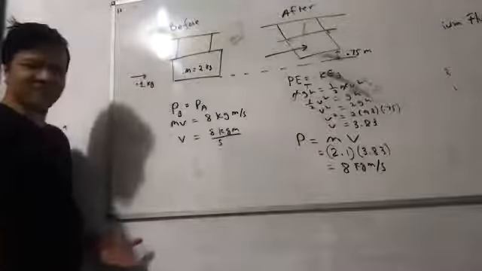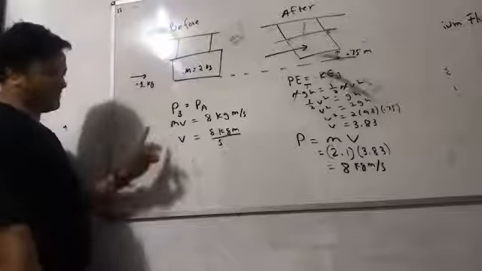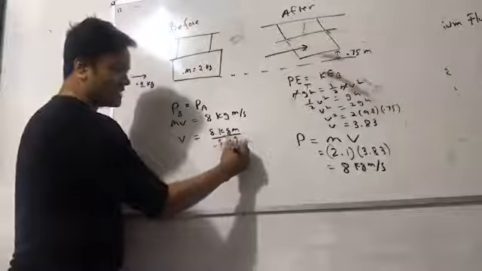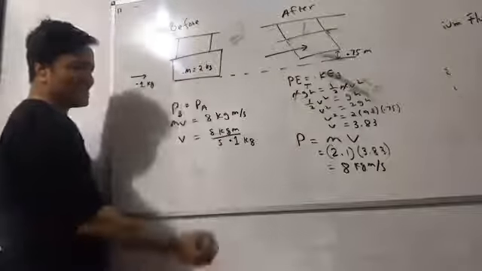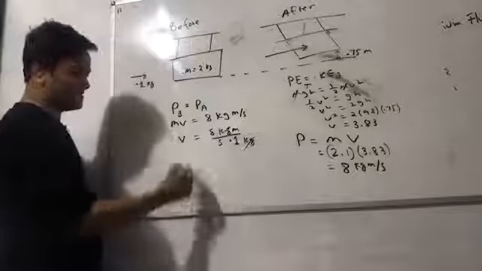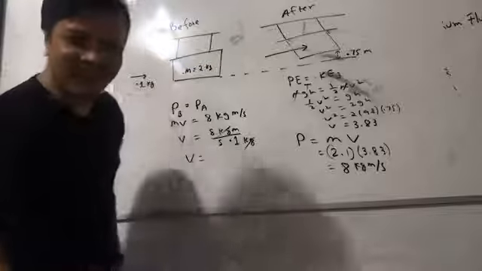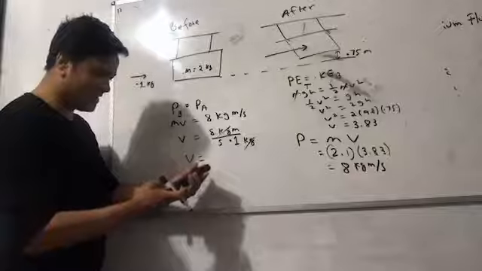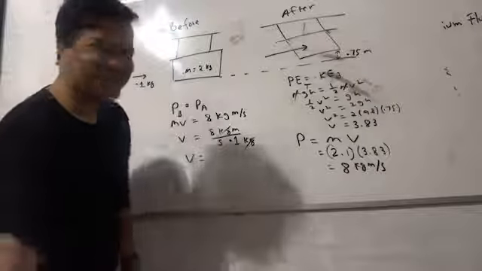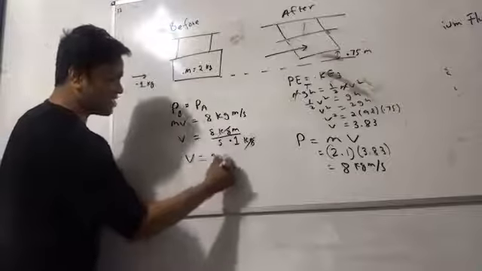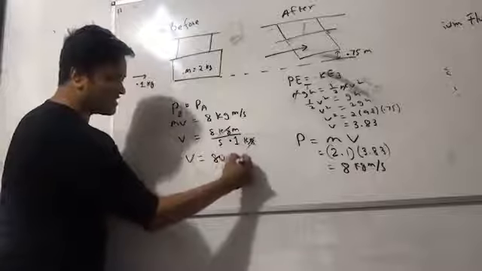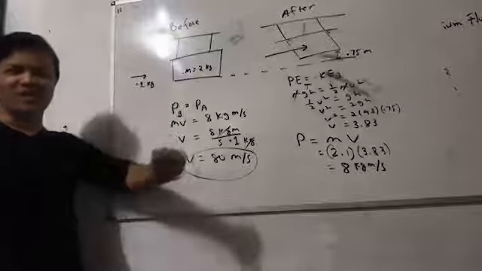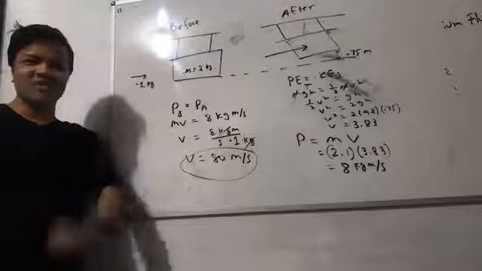And then what are you going to do? Divide by m. m is 0.1 kilogram. Notice that kilogram cancels. And 8 divided by 0.1 is 80. So 80 meter per second. So how fast is the bullet moving before it hits the block? 80 meter per second.